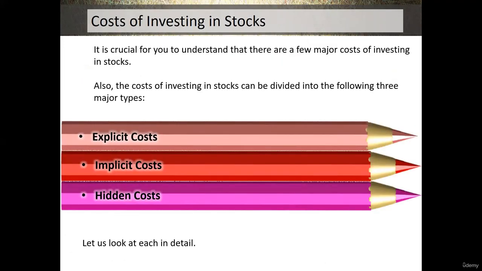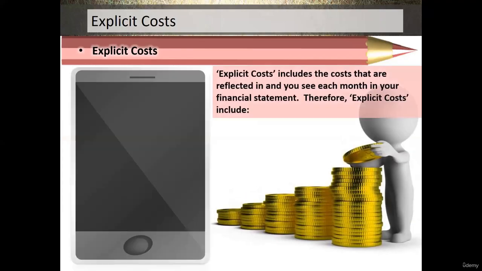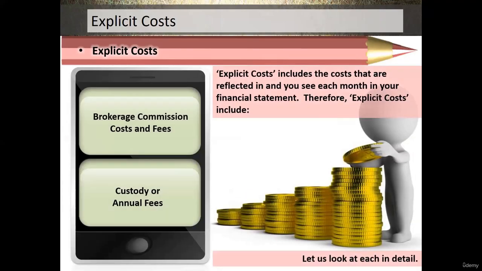Okay. So what is the cost of investing in stocks? Right. So the cost of investing in stock can be divided into three major types: explicit, implicit, and hidden. Let's try and understand all of these one by one.